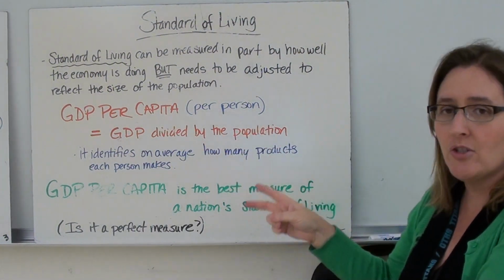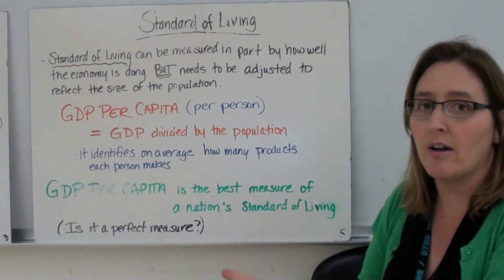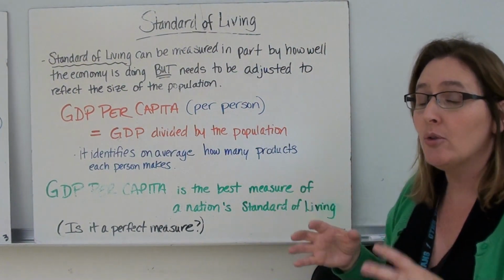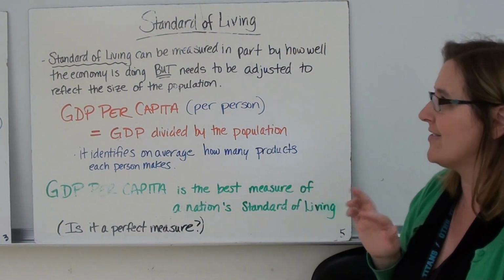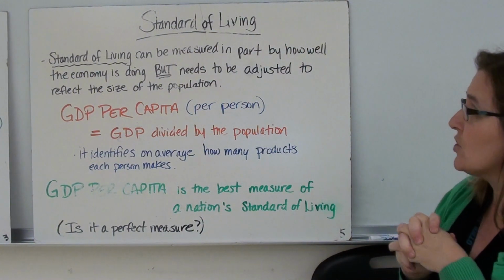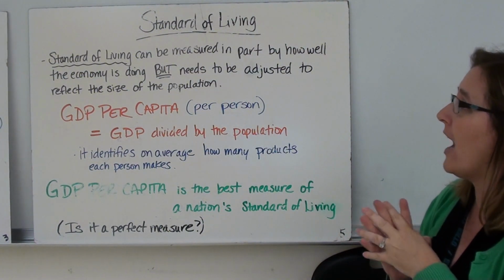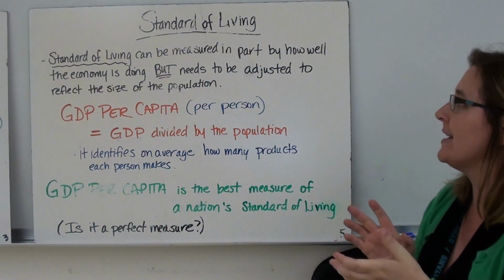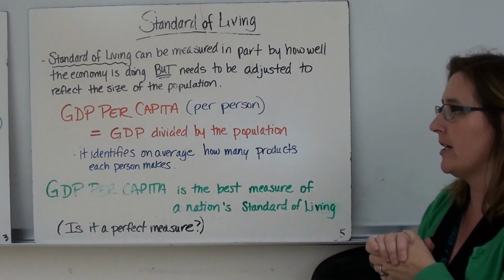The last thing that we use GDP for, the number 3 thing, it said, are we better off than another country? We can use GDP to answer that question, but we have to adjust it a little. And it focuses on standard of living. So standard of living can be measured in part by how well the economy is doing, but it needs to be adjusted to reflect the size of the population.